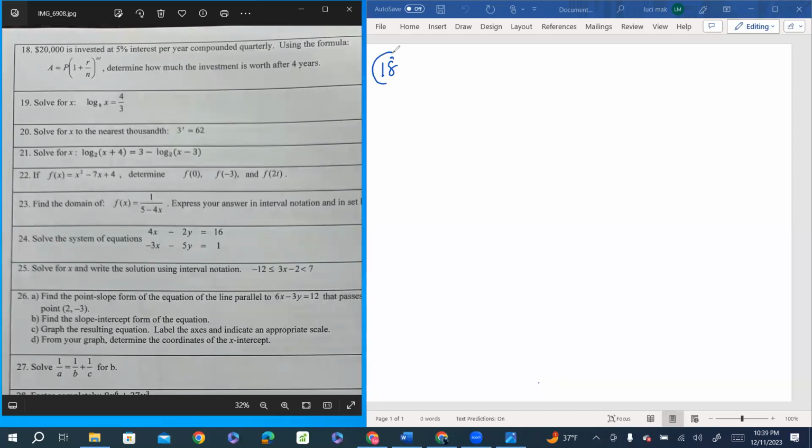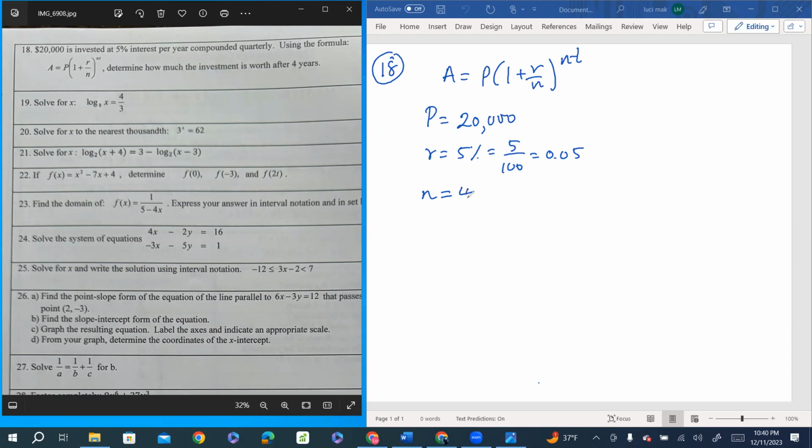We have the compound interest formula, which is A equals P times (1 plus R over N) to the power of N times T. And so the principal that you're investing is 20,000. The interest rate R is 5%, so that's equal to 5 over 100, which is 0.05. Compounded quarterly, so N is equal to 4. How much will it be after 4 years?